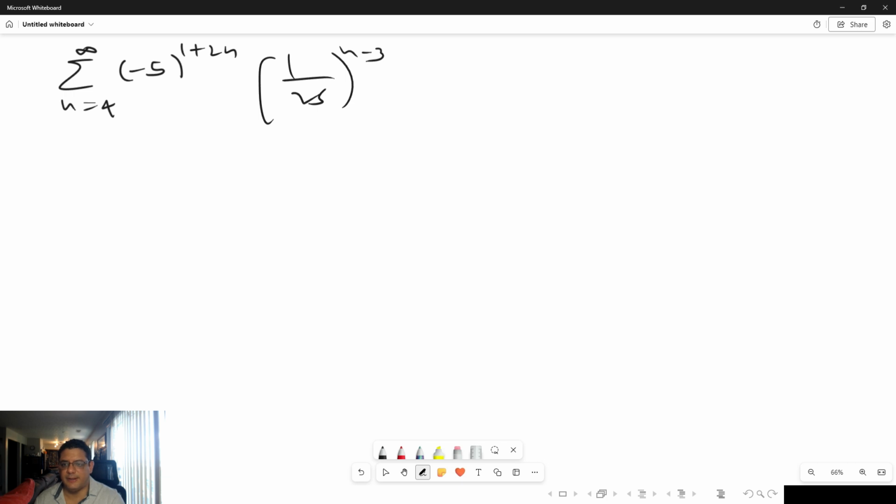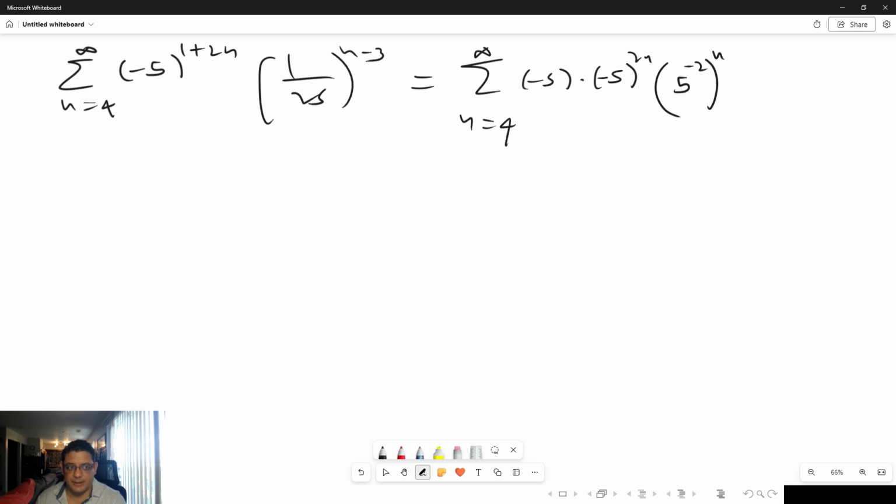Notice first that I have minus 5 to the 2n, and so I can just simply see this as minus 5 and then minus 5 to the 2n. And this 1 over 25, I can just see it as 5 to the minus 2, and then n minus 3 here. So as you can see, they're the same kind of thing.